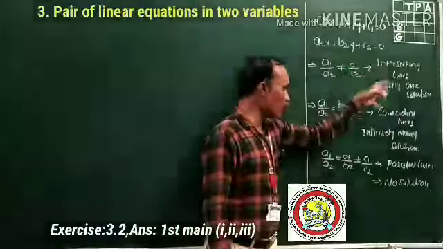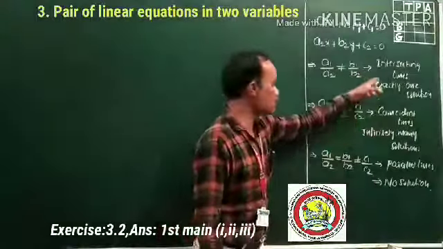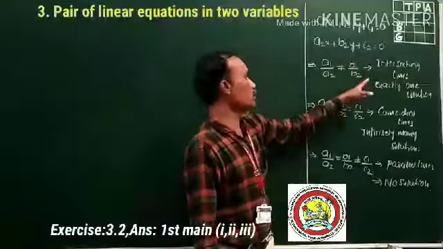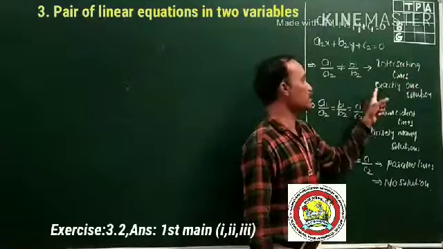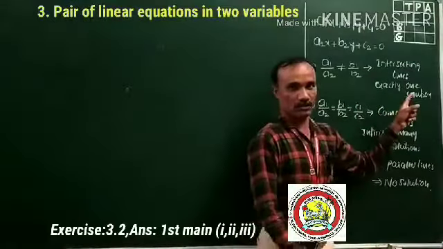Now here are the very important three conditions before going to find the solution. First, this is very important: you find a1 by a2 not equal to b1 by b2, then the lines are intersecting lines. In this case, it has exactly one solution.